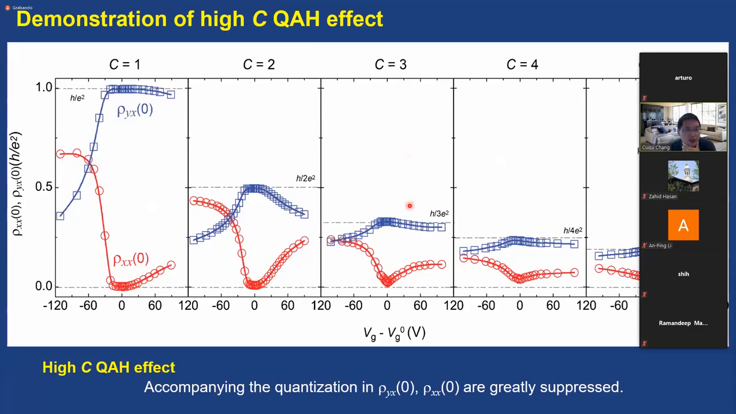And the realization of the high Chern number quantum anomalous Hall insulators is further demonstrated by the gate dependence of the ferromagnetic field Hall resistance and longitudinal resistance. We can see that the Hall resistance is quantized at h over e squared to h over 5e squared, and the longitudinal resistance shows a dip and approaches zero at the charge neutral point. So this is actually demonstrated. What we observed indeed is the high Chern number quantum anomalous Hall effect.